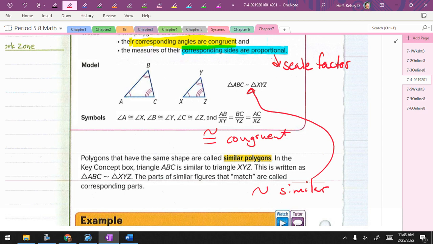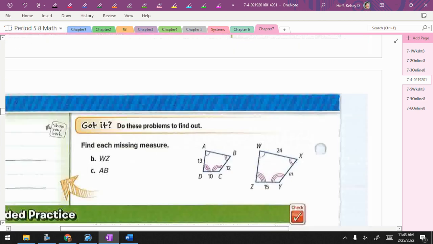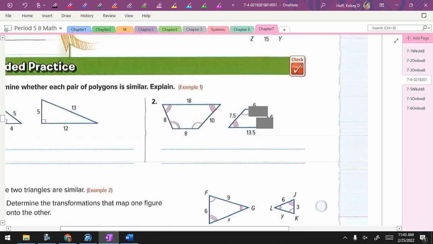All right. We can go through their examples. I think they're choppy and confusing and we skip over a lot of it. So let's just go to guided practice. We're going to do 5 problems together.